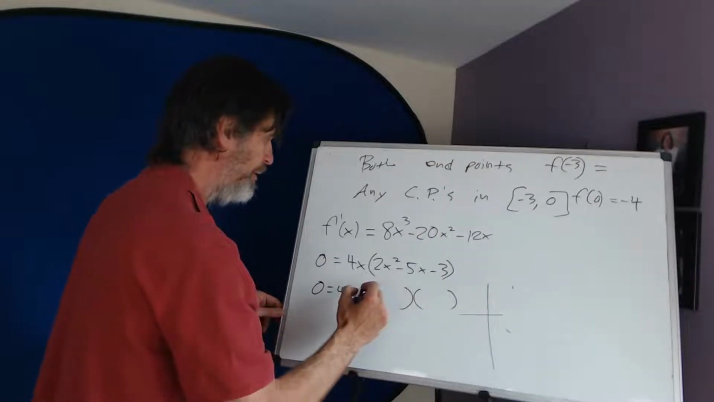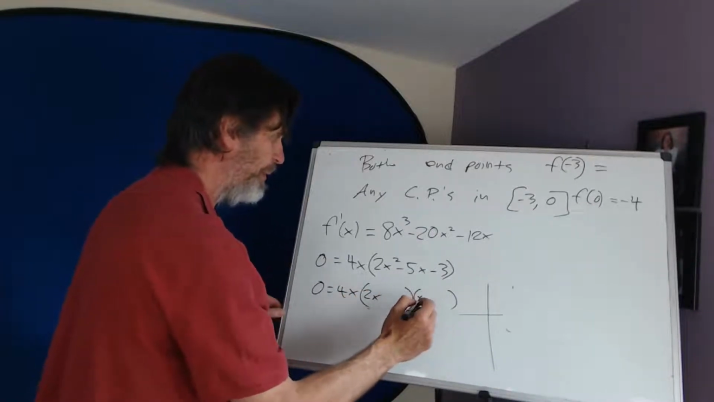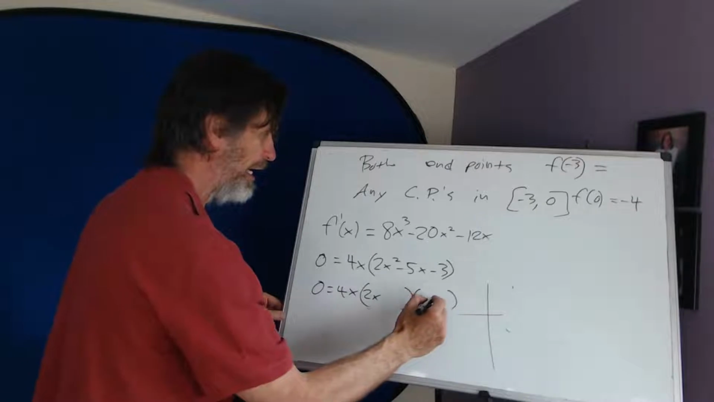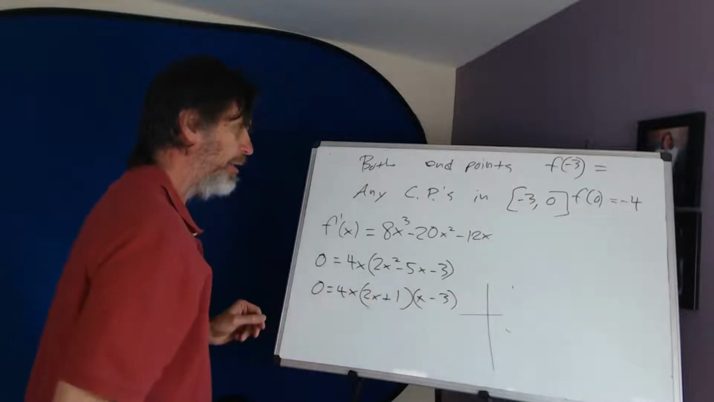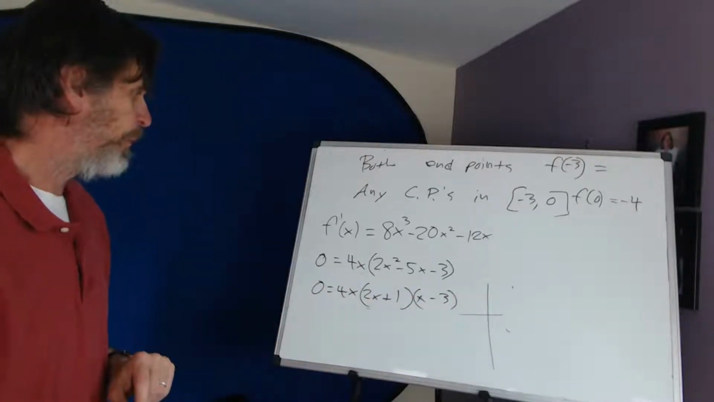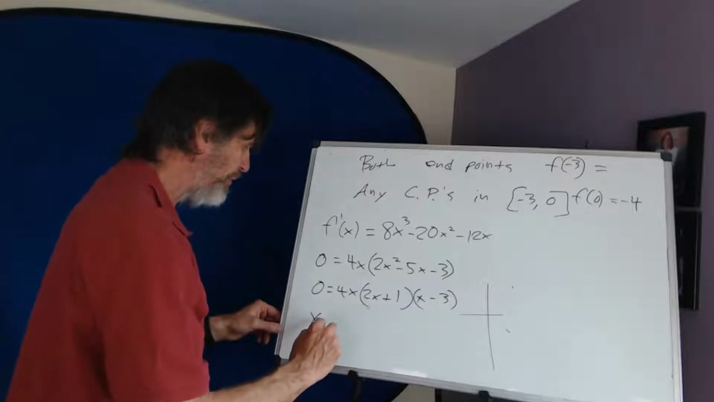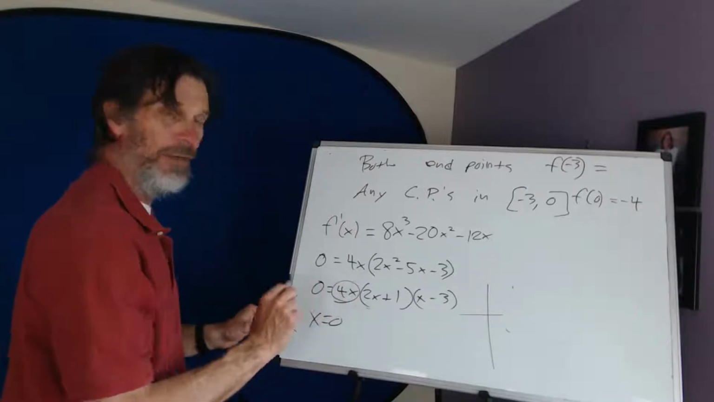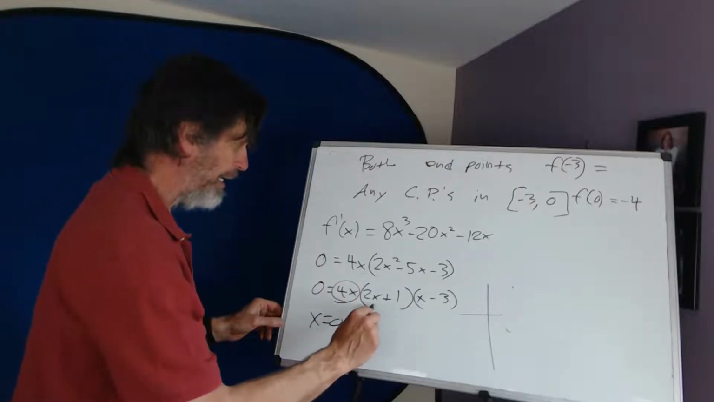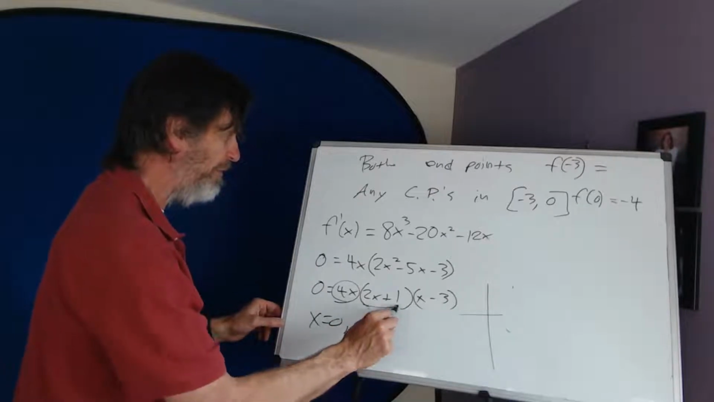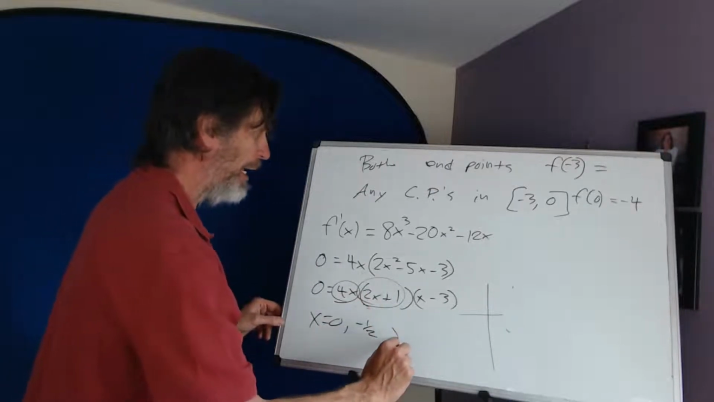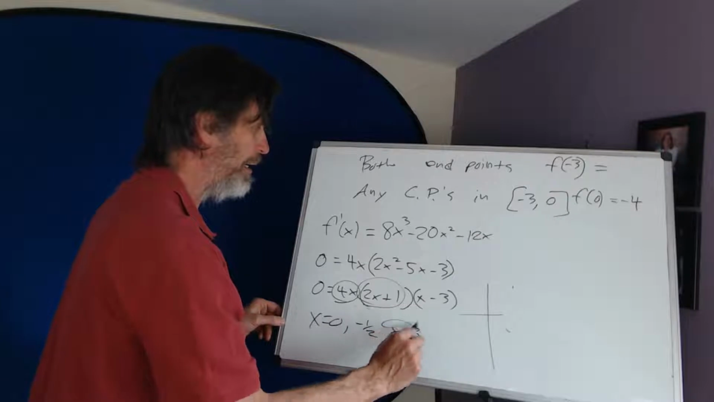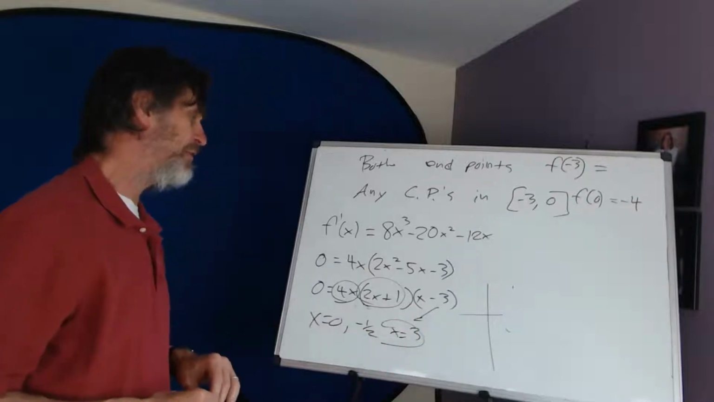4x, one of these must be a 2x, one must be an x. We need to have a 3, I guess, back here, and a +1 there. So here are my critical points. x equals 0, that's when that's 0. x equals -1/2, that's when that's 0. And x equal to 3, that's when that one is equal to 0.